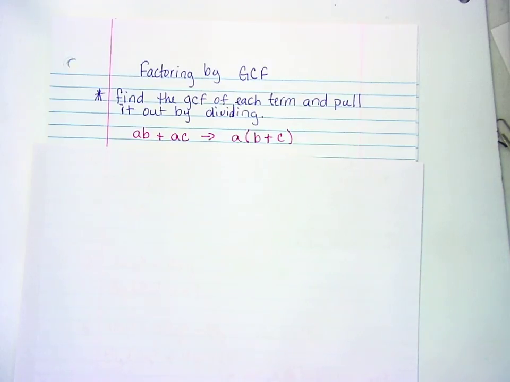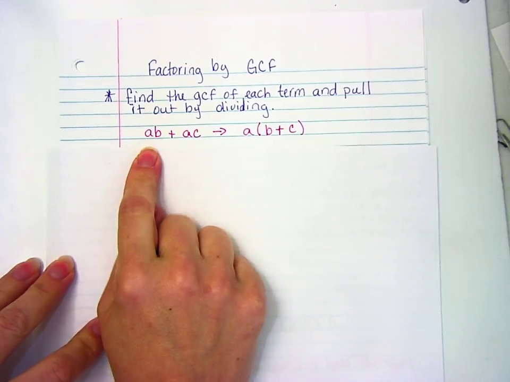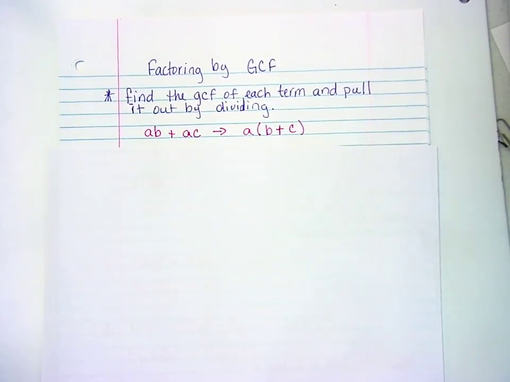Okay, so our next unit is factoring by greatest common factor. This is chapter 8, section 2. Here's what I need for you to be able to look at first: we have just variables. I'm only going to look at the variable situation. I have AB plus AC.